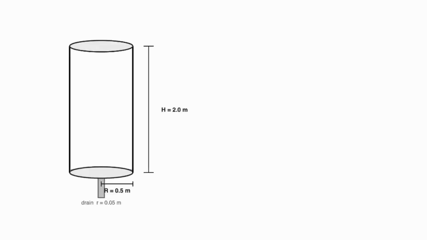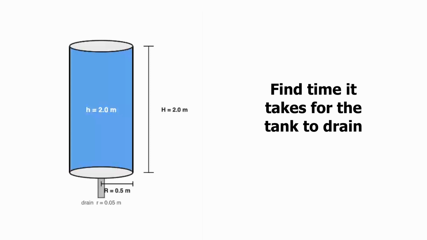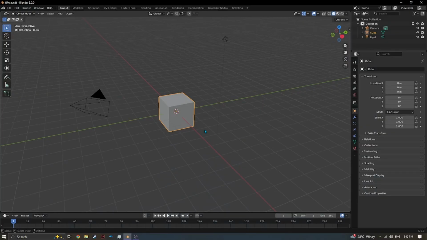Imagine we have a cylindrical tank with a radius of 0.5 meters. Let's fill that tank up 2 meters high with water. Now, let's drain the tank through a drain hole with a radius of 5 centimeters and see how long it takes to empty. This is actually a very famous scenario in fluid mechanics. These are the exact parameters I'm going to use to measure how close Blender gets to real Newtonian physics.